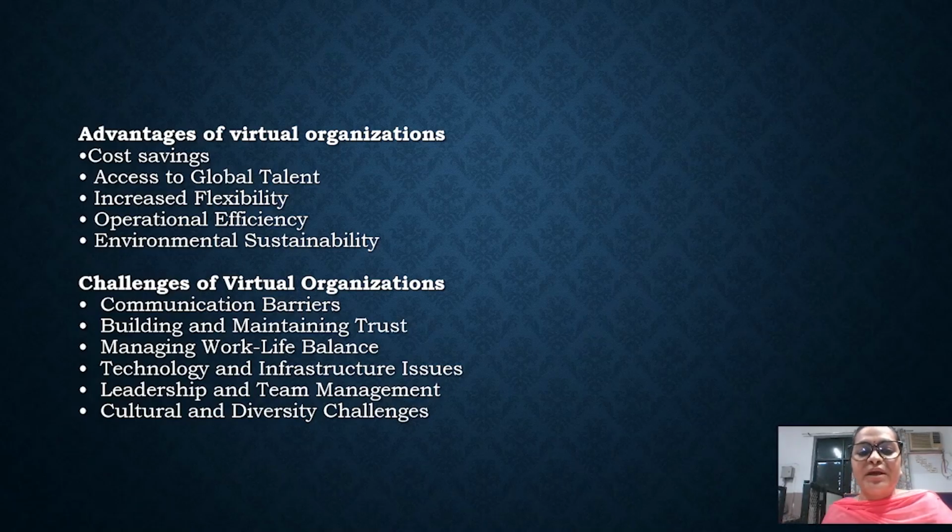Now the next is managing work life balance, which means that remote work can blur the boundaries between work and personal life, which will lead to potential burnout or even reduced well-being among the employees, right? So encouraging work-life balance through flexible work arrangements, by setting clear working hours or by promoting self-care practices, will always help in mitigating these challenges.